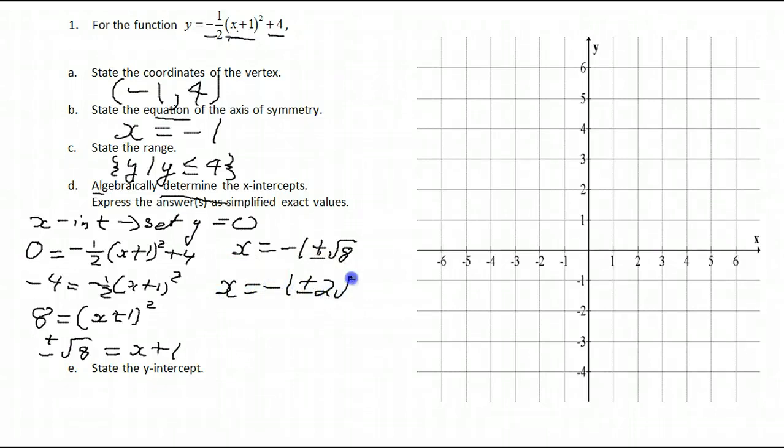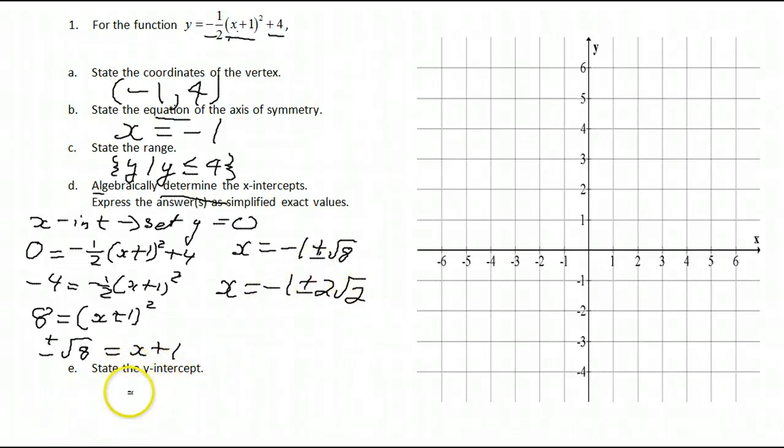is 2 root 2. So you'll have to go on your own and review mixed radicals to simplified radicals. I'm sure you can find a million YouTube videos on that, or go to Khan Academy and look up radicals and simplifying radicals. Negative 1 plus or minus 2 root 2.